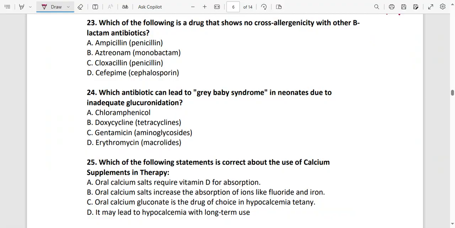Which of the following is a drug that shows no cross allergenicity with other beta lactam antibiotics? Ampicillin, which is a penicillin, azithromycin, which is a monobactam, cloxacillin, which is a penicillin, and cefepime, which is a fourth generation.